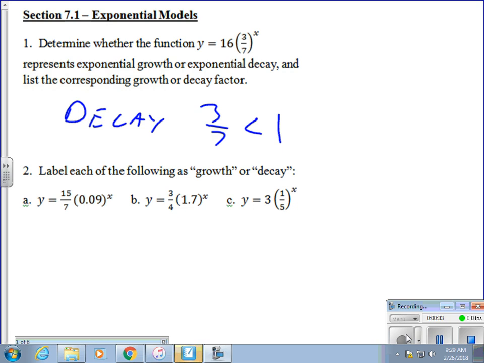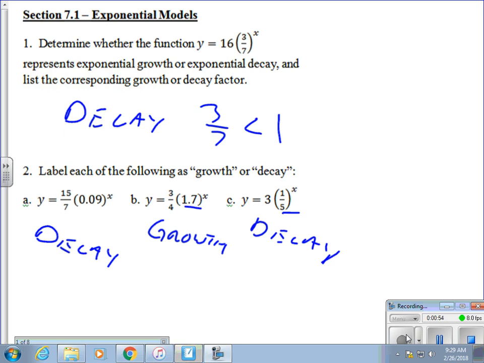Okay. So label each of the following as growth or decay. So A, is this growth or decay? Decay. B, growth or decay? Growth. And C, growth or decay? Decay. And because of that, and that, and that, that's the reason why they're growth or decay. Questions? Good. Let's start out on an easy note.